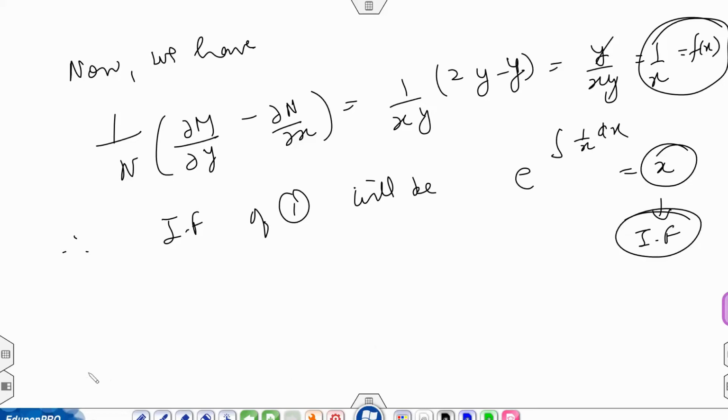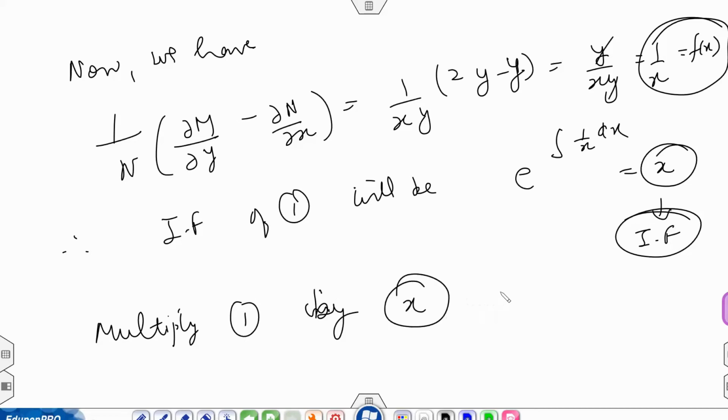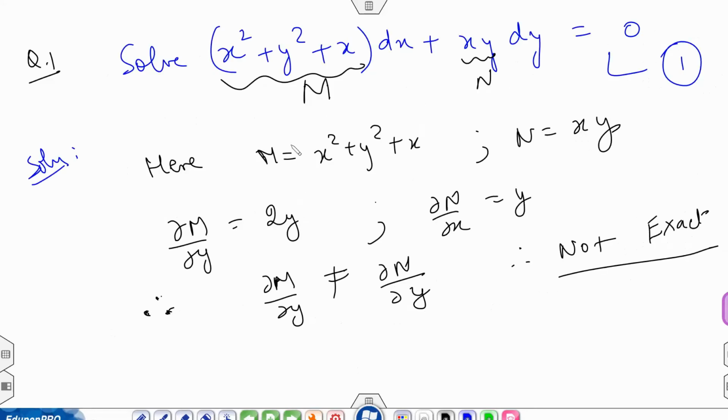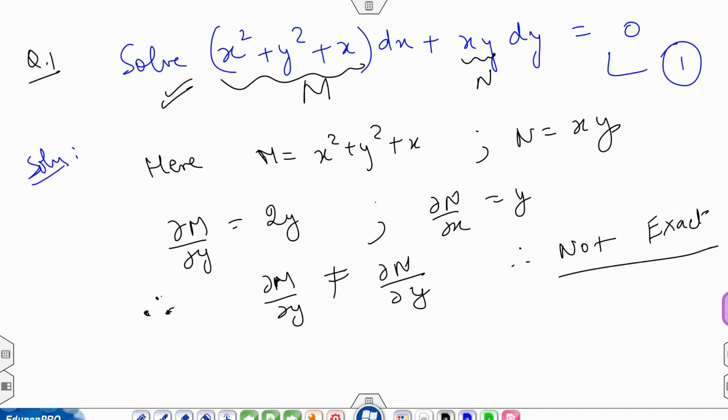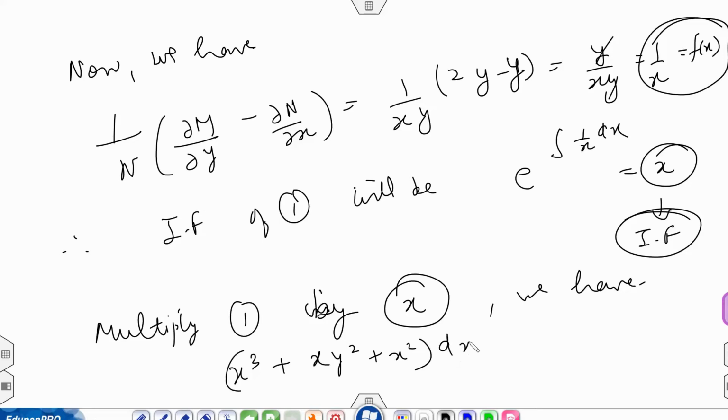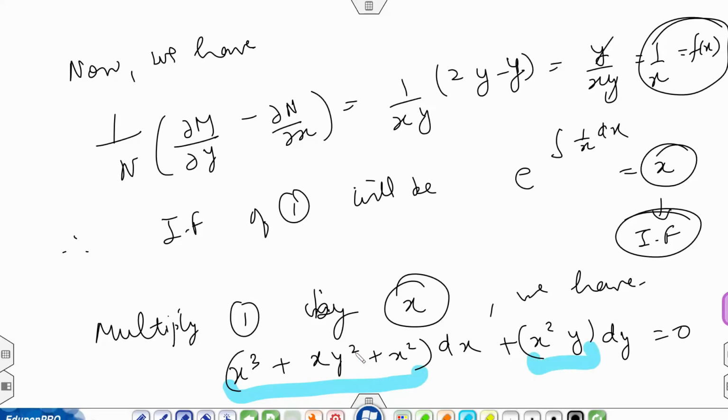Now what do you have to do with the integrating factor? You need to multiply 1 by the integrating factor x. Okay, that is our integrating factor. So just look, if we multiply the entire equation with x, what will I get? I am getting x cube plus x y square plus x square dx plus x square y dy equal to 0, right? Now you can easily check that this is your new m and this is your new n, and you can check that this will be your exact differential equation.